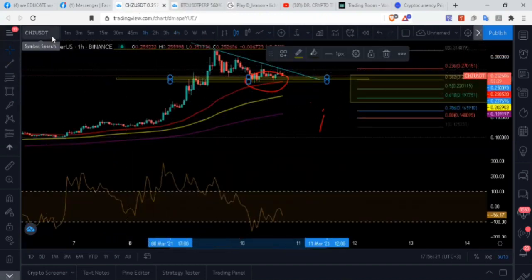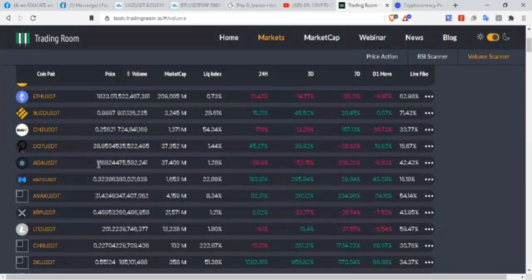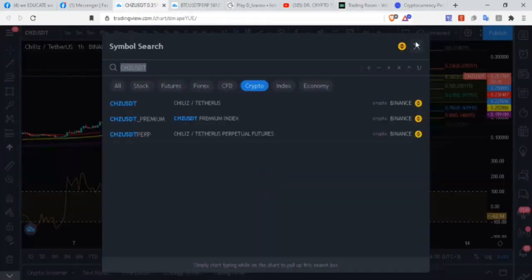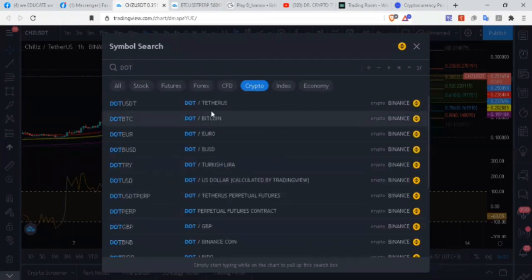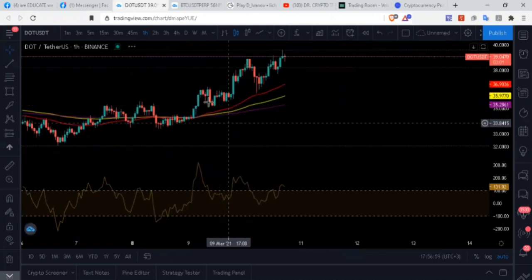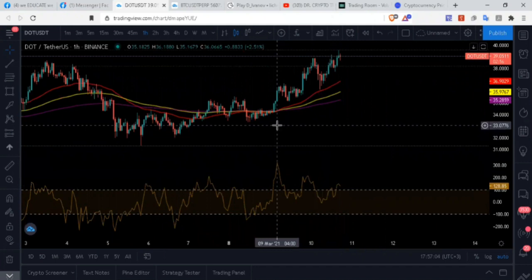We will wait for the price to go here. So we will check another coin from this stock bullion. So let's check. We will check the dot. Okay, the polka dot. What is the current structure of the dot?